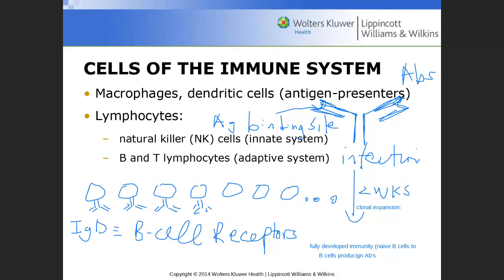This pocket is kind of like a lock, and every lock has a different key to fit it. So with IgD as a B cell receptor, each has a different antigen binding site. This antibody, for example, can potentially recognize a circle antigen. This one might recognize a triangle, this one a square, this one stars, and so forth.